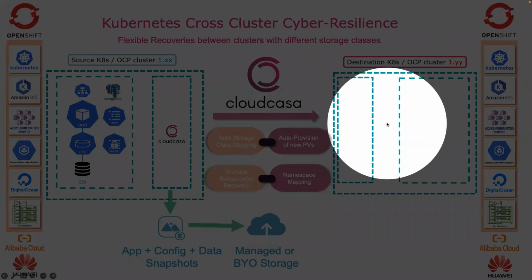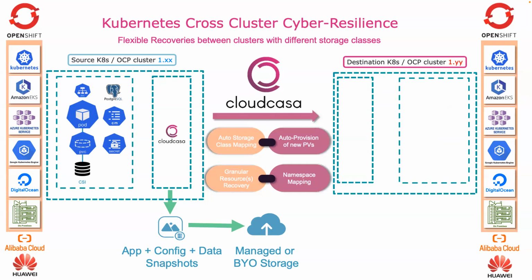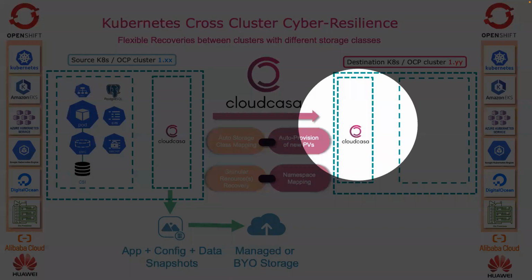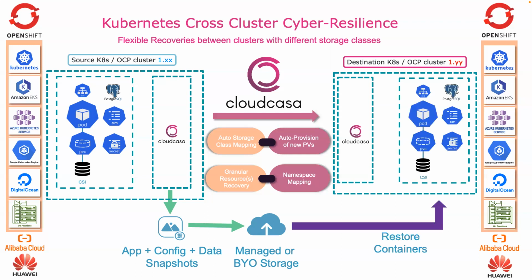But for any other Kubernetes distribution, you don't have the automation to spin up the new cluster. What you need to do is prepare your new cluster. In this case, OpenShift, you need to install the CloudCasa agent on your new cluster. After the CloudCasa agent is installed, you can choose to restore to your new cluster. So it provides you an easy way to move containers from one cluster to the other.